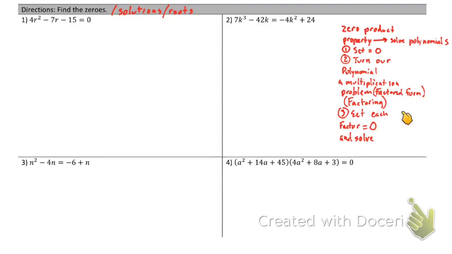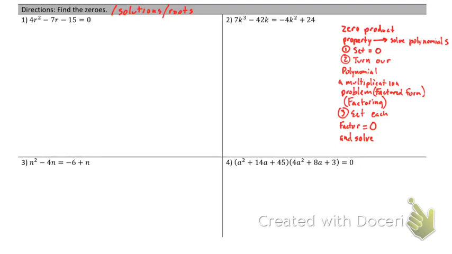So to do that, we want to use the zero product property here. So we want to make sure everything's equal to 0. Step 2, you're going to factor if you need to turn it into factored form. Once you factor, set each factor equal to 0 and solve. We've done this before, but now just in a slightly different direction. So let's start off with number 1.